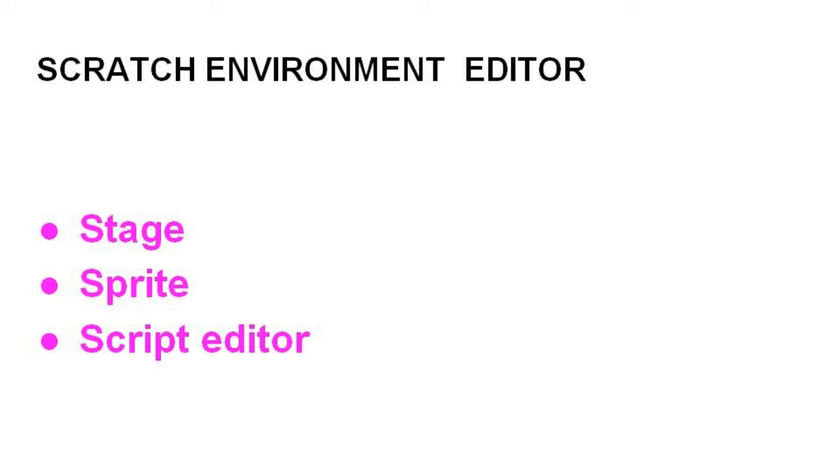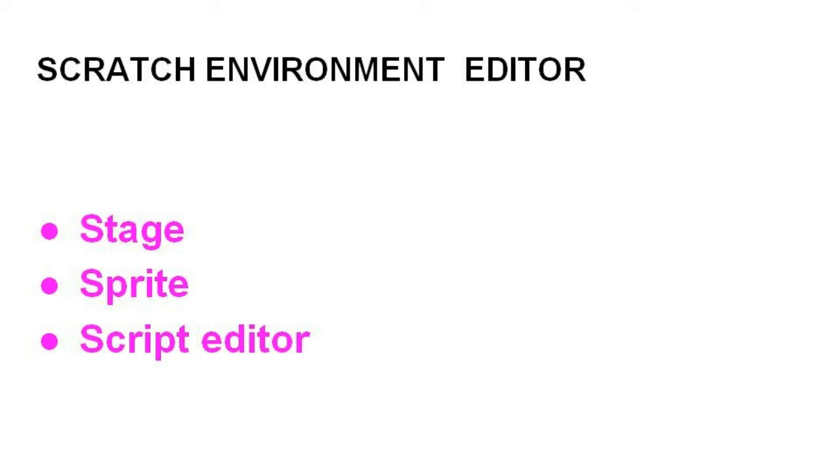The second one is the sprite. The characters on the background of a Scratch window are known as sprites. Usually a sprite appears when the Scratch window is opened. The third one is the script editor or costume editor, where you edit your programs, your sprites, and pictures.